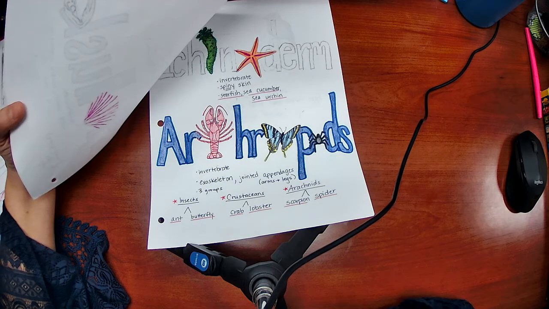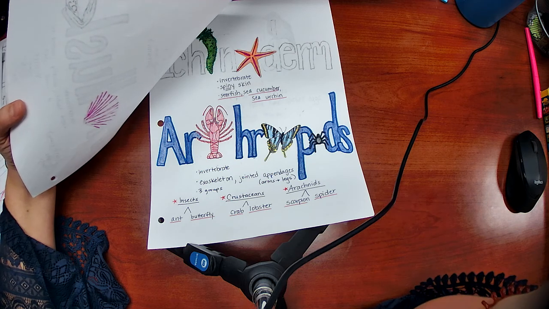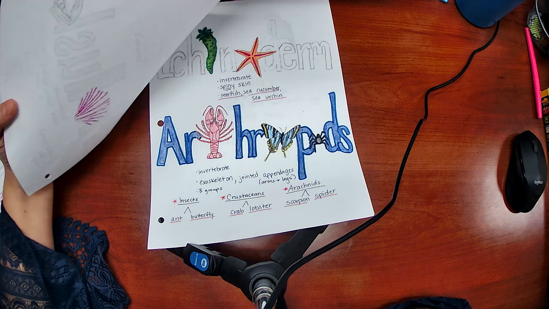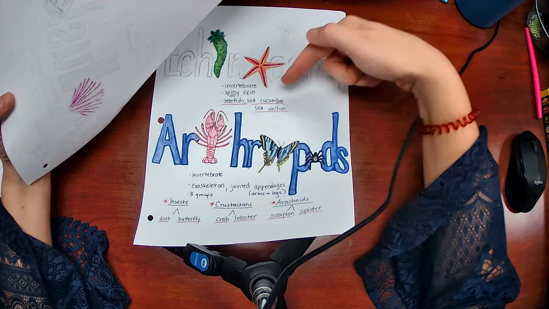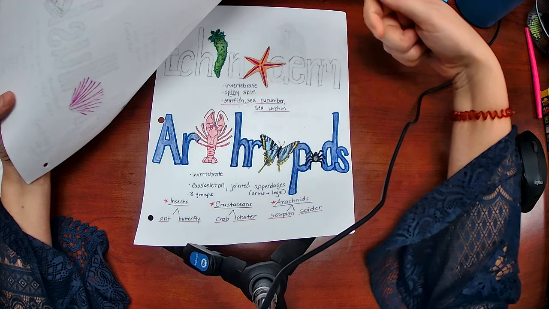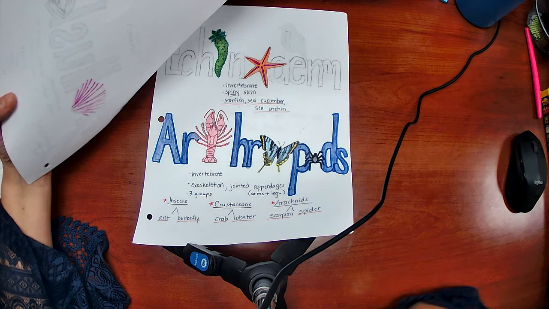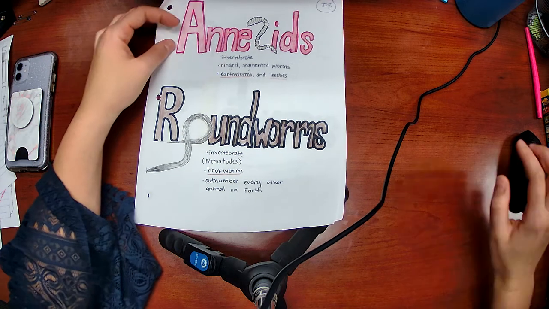A good way to study these would be to have a sibling or a parent or whoever maybe studies with you either ask you to give them the phylum name and they list off the characteristics, or have them mention the name and you have to give off the characteristics for that phylum group. So either way, these are going to be on your test, so hopefully this is helpful for you.